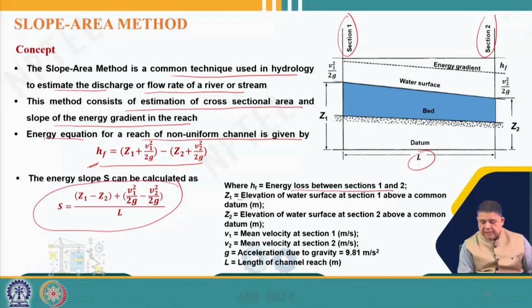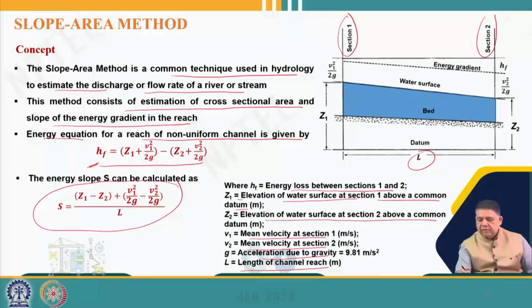So, Z1 is the elevation of the water surface at section 1 above a common datum. So, some datum has to be chosen. Z2 is the elevation of the water surface at section 2. V1 is the mean velocity at section 1, V2 is the mean velocity at section 2, g is the acceleration due to gravity, and L is the length of the reach.